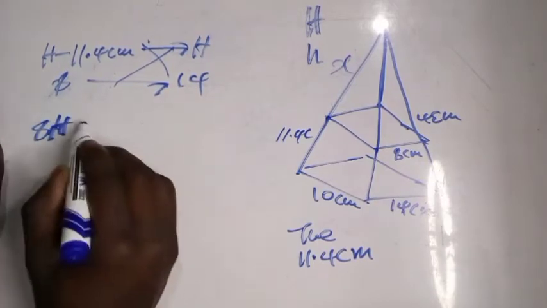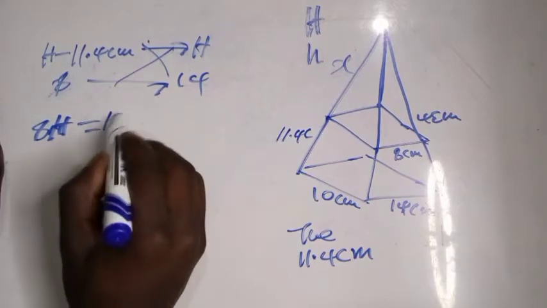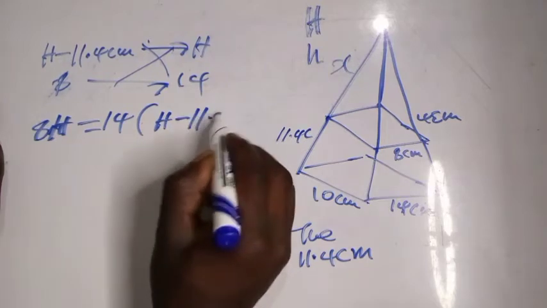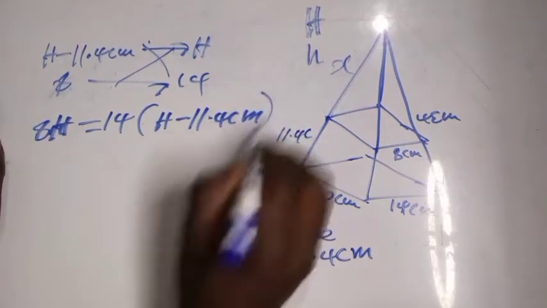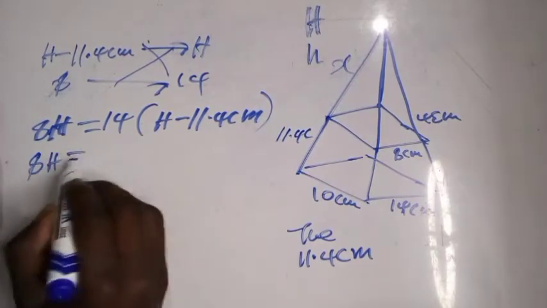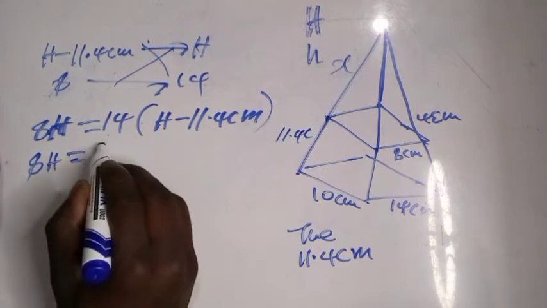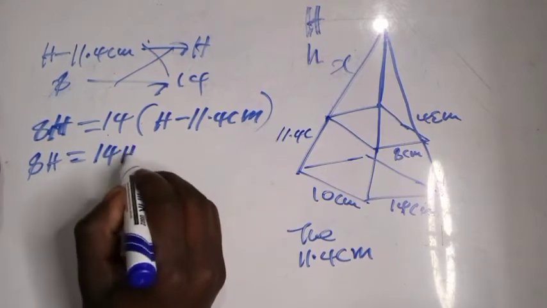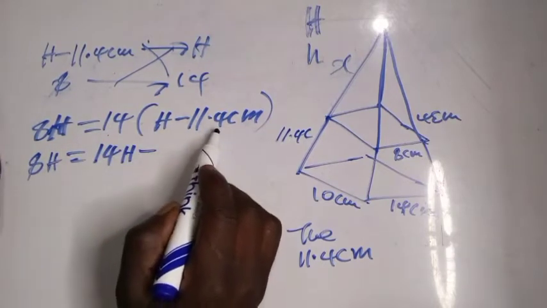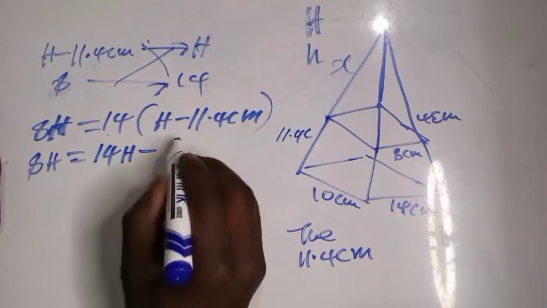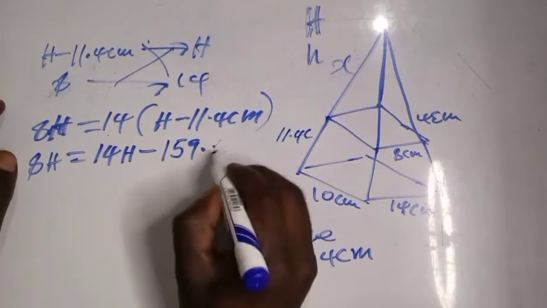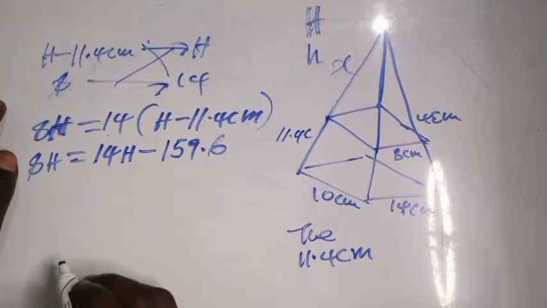Then here we are going to have 8h equals 14 multiplied by h minus 11.4 centimeters, the bracket. Then 8h equals 14 times h, which is 14h, minus 14 times 11.4 centimeters, we are going to have 159.6 here.